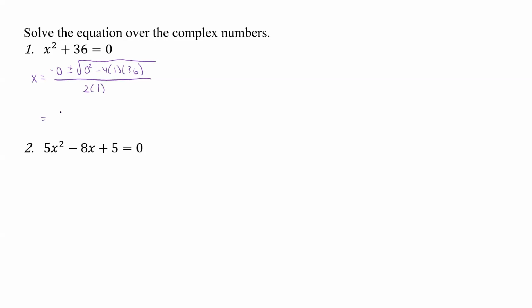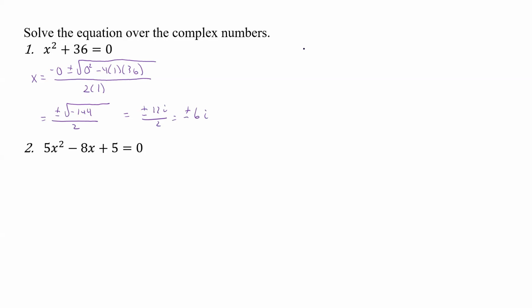And so that's basically going to drop out. We have plus or minus the square root of, and then 4 times 36 is 144, so negative 144, and that's all over 2. Now the square root of 144 is 12. Square root of negative 1 is i. So that's going to be plus or minus 12i over 2. So plus or minus 6i.